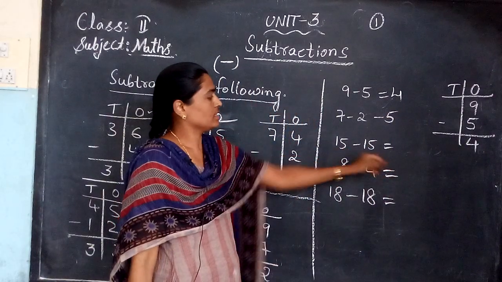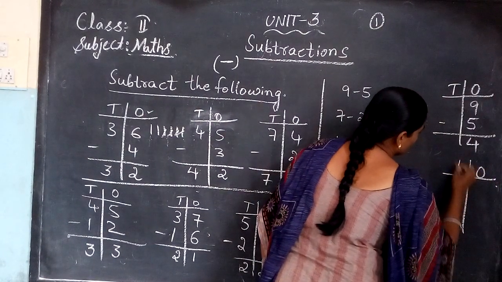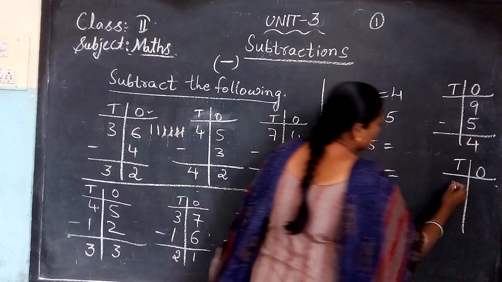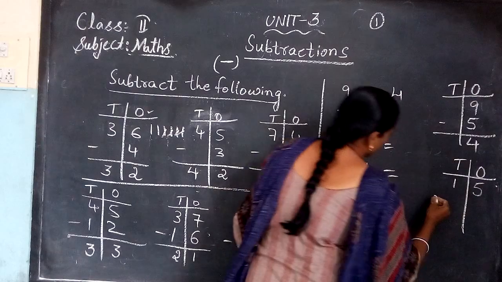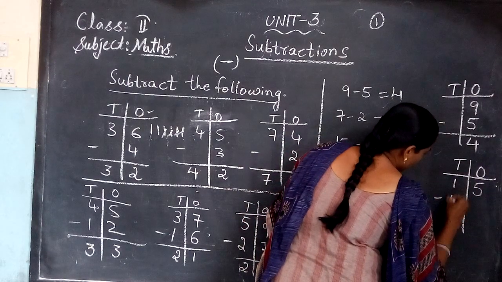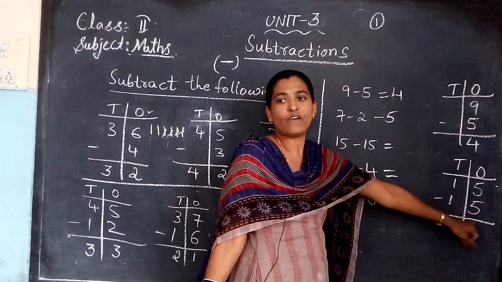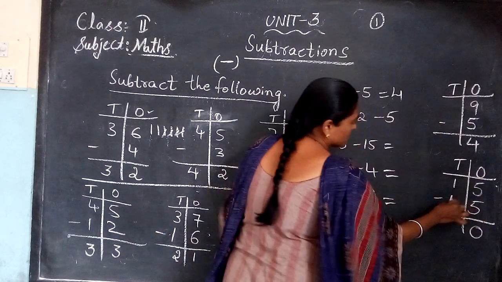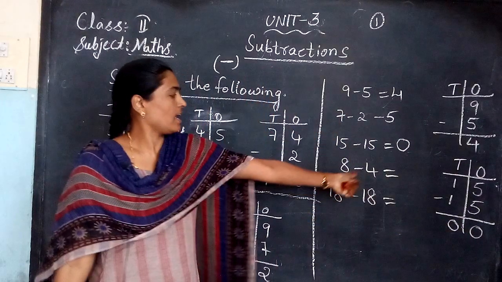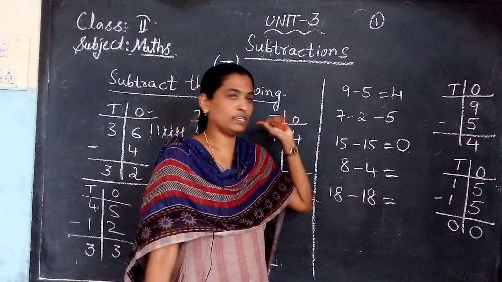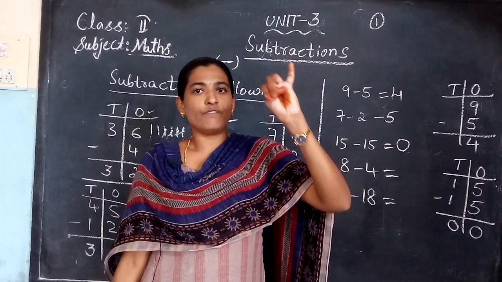Here what is there? 15 minus 15. What will come? See here, 2 numbers are there. That means you have to take 2 columns, ones and tens. 1 will be in the tens column and 5 will be in the ones column. Again 15 is there, minus 1 in the tens column and 5 in the ones column. Yes, 5 minus 5, 0. And 1 minus 1 also 0. What is this answer? 0. Yes, 8 in the mind and 4. 8 minus 4, 8 in the mind, again 4 in your fingers. 8 before, 7, 6, 5, 4.